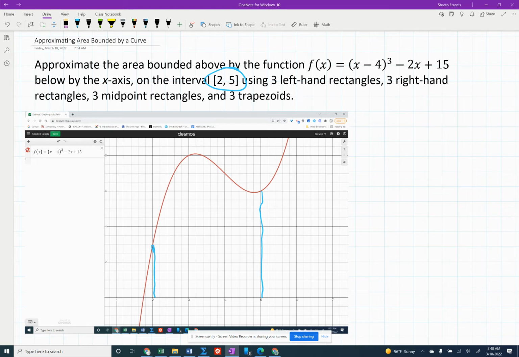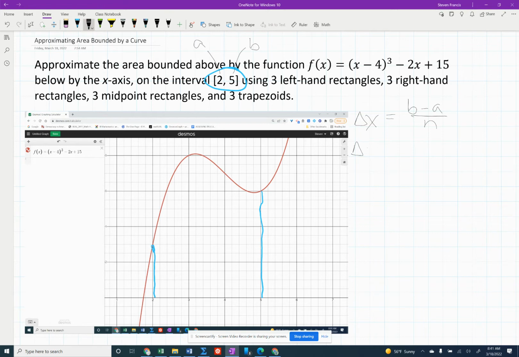So I have to find out how wide the rectangles are. This is a fairly easy example, but the more complicated examples work the same way. We're going to name the width of our rectangle delta x, and we always calculate delta x the same way. It's going to be b minus a divided by n, where a and b are the endpoints of the interval. A is our left endpoint, b is our right endpoint, and n is the number of rectangles or trapezoids that we're using. So in this example, n is always going to be 3. B is 5 and a is 2.